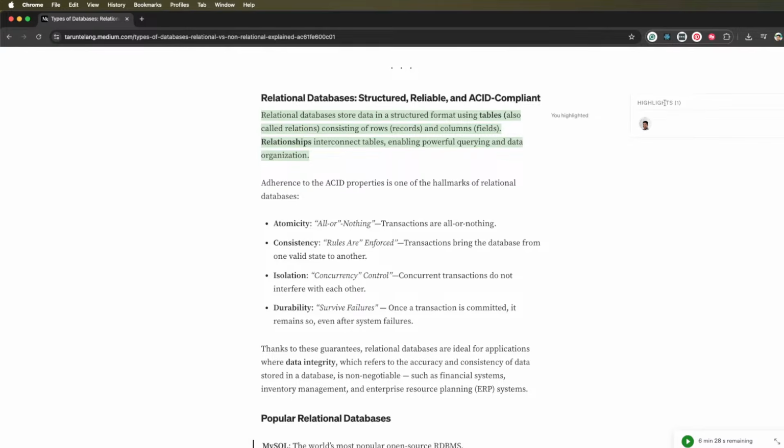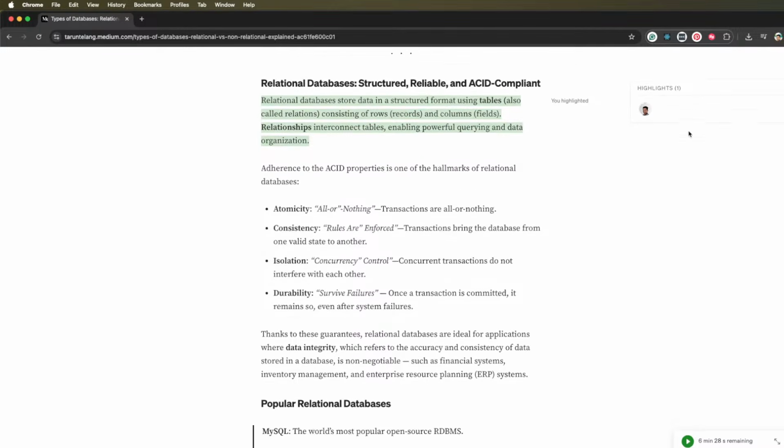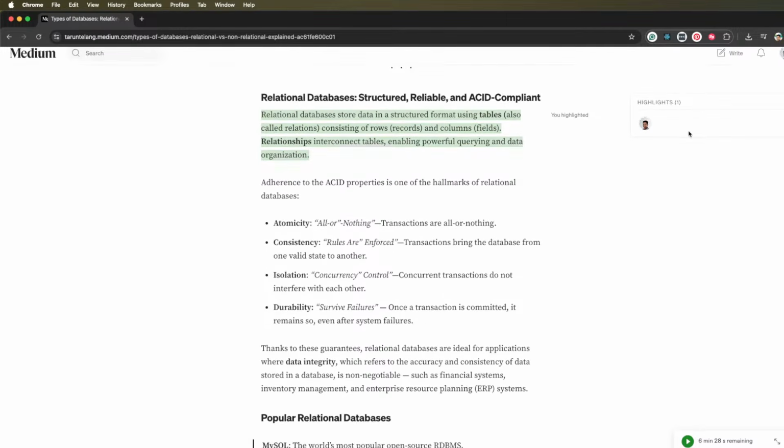Gotcha. Rows and columns, pretty standard. But what's really significant here is the emphasis on the relationships between these different tables. Okay, so the tables aren't isolated. Not at all. They're interconnected. And this structure allows for really efficient data management and, importantly, powerful ways to query the data, pulling information from multiple tables at once. Right, and the article we looked at really hammers home something called ACID properties.